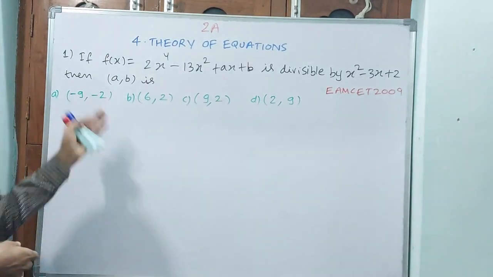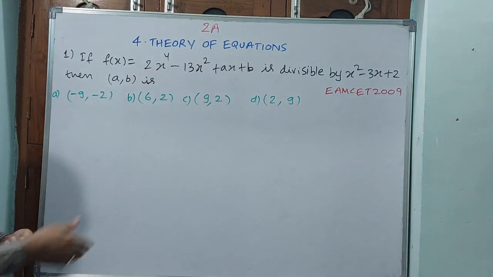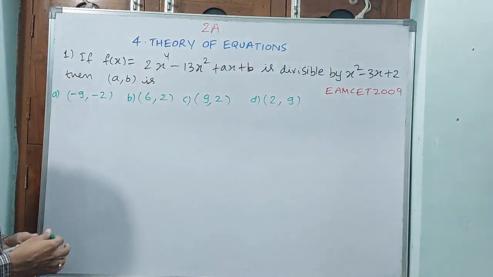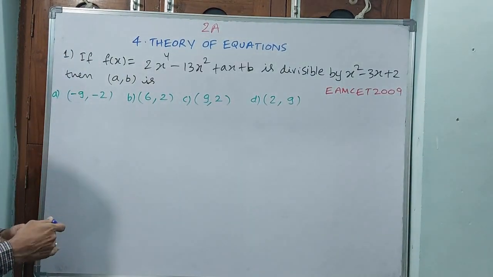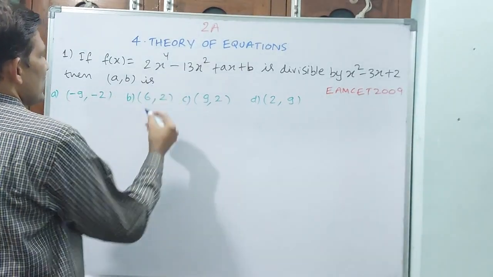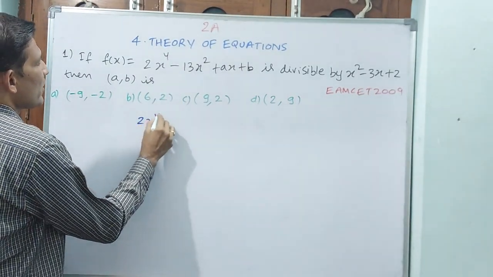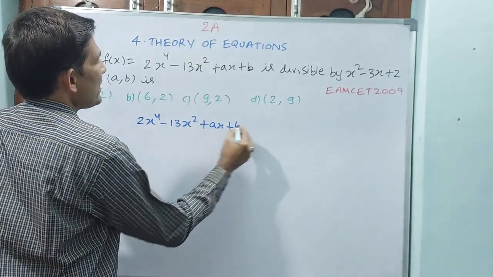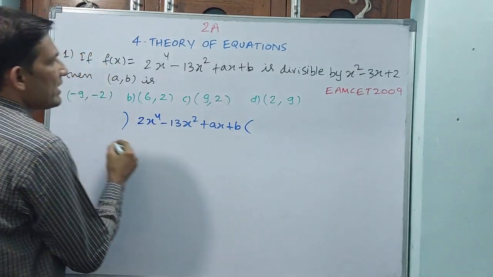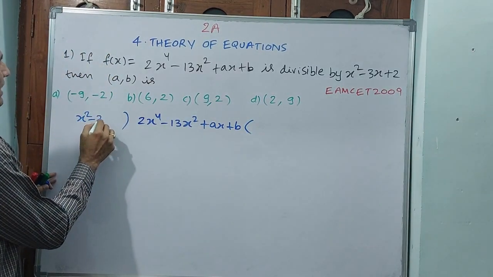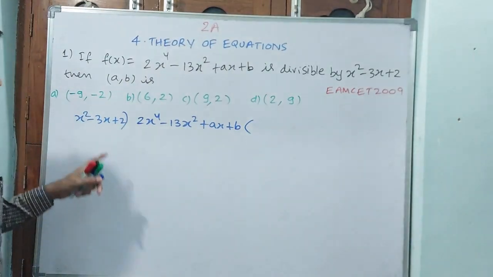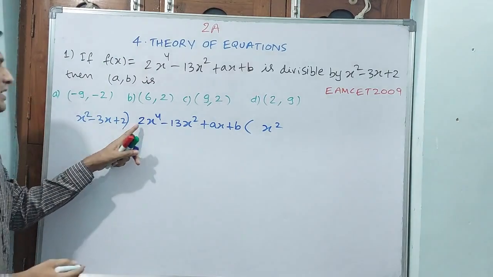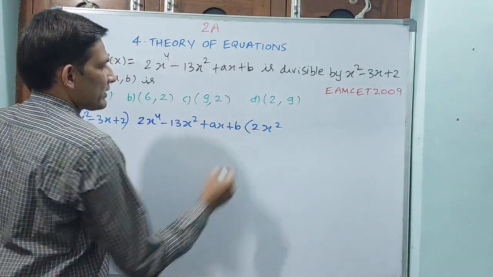Let us find the values. See what you have to do. You just simply divide this equation with this equation. Divisible, like they are telling, na? When it is divisible, then it should be divided by. Okay. See what I am doing. 2x to the power of 4 minus 13x square plus ax plus b should be divisible by x square minus 3x plus 2. See, x square is there, x to the power of 4 is there. That means with x square you have to multiply. But here 2 is there, here 2 is not there. Then you put 2 here.